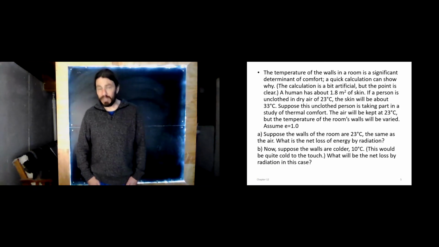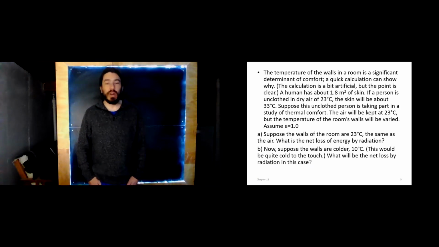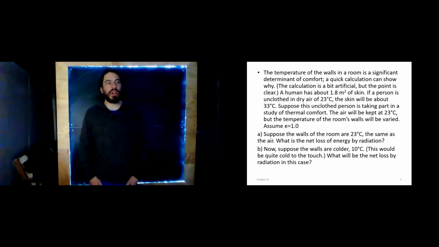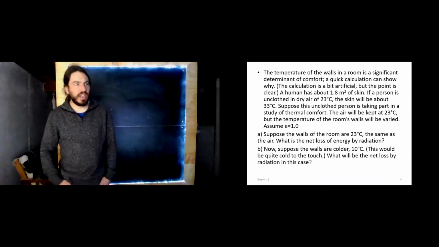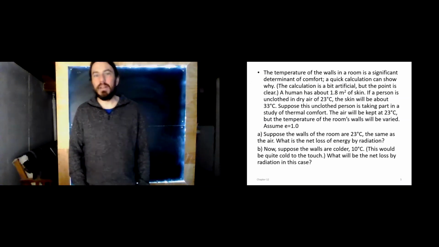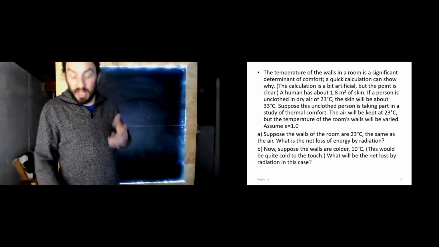Now, I've told you that if I ever give you a problem where you're not told that, you can go ahead and assume that E equals 1. For part A, we're going to assume that the walls are about 23 degrees Celsius, about the same as the air. So this is a temperature in the mid-70s Fahrenheit, a nice summer day, right? So this is a pleasant summer day. What is the net heat loss by radiation?